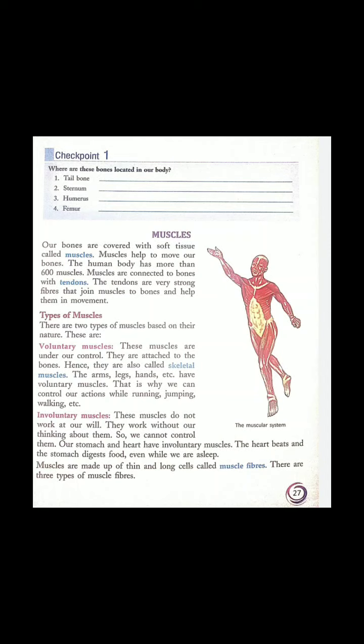involuntary muscles. Some activities of our body are performed when we wish them to take place. For example, eating, walking, studying, writing, running, etc. We can start or stop these activities according to our will, according to our desire. These activities are carried out by voluntary muscles.